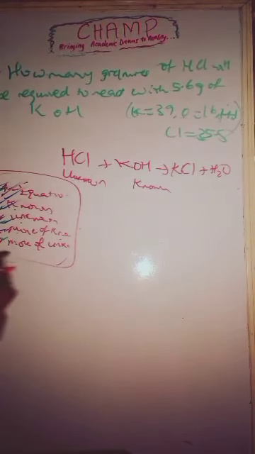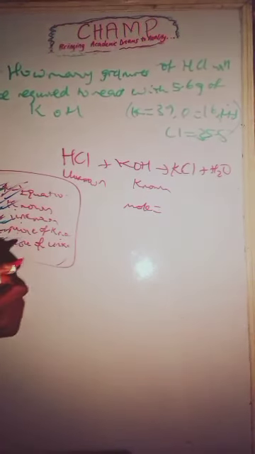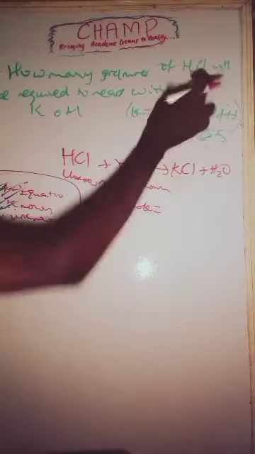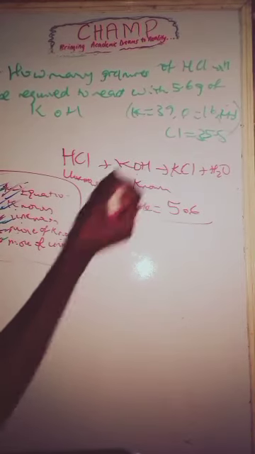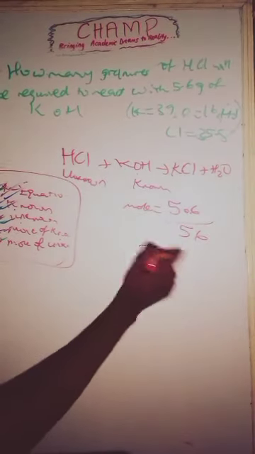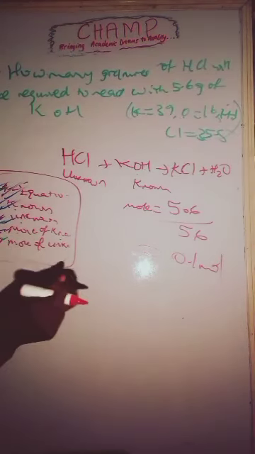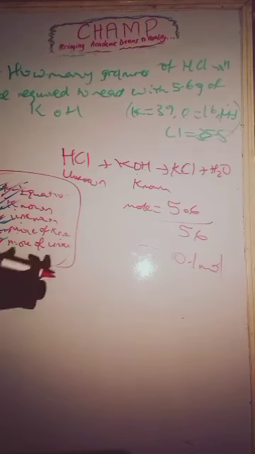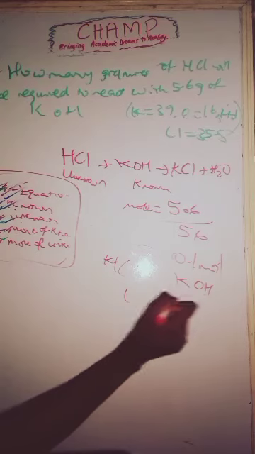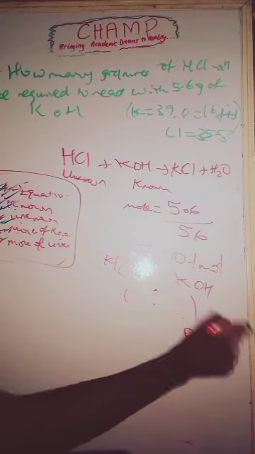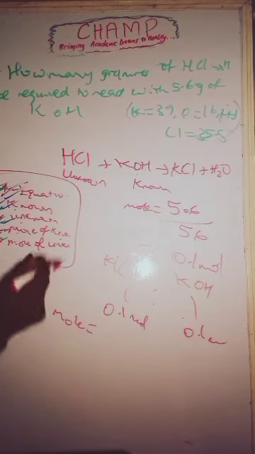So get the mole of your known. Mole is equals to mass over molar mass. 5.6 over. What's the molar mass of KOH? 39 plus 16 plus 1. That's what? 56. I'm sure you got that. 0.1 mole. So get the mole of your unknown, your HCl and your KOH. They're all in ratio 1 to 1. So if this one is 0.1 mole, this one will also be 0.1 mole.